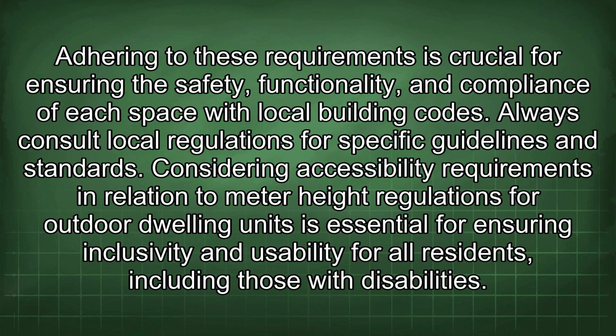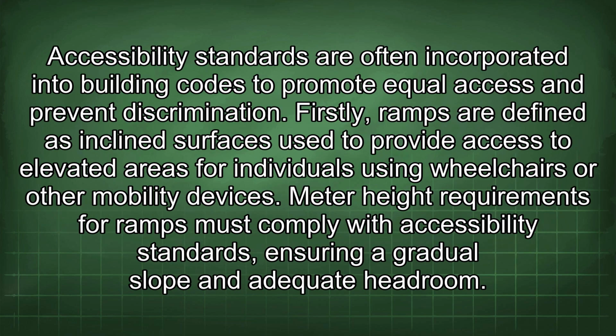Considering accessibility requirements in relation to meter height regulations for outdoor dwelling units is essential for ensuring inclusivity and usability for all residents, including those with disabilities. Accessibility standards are often incorporated into building codes to promote equal access and prevent discrimination.